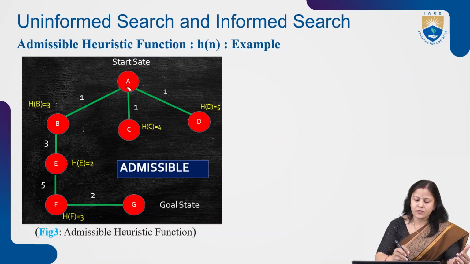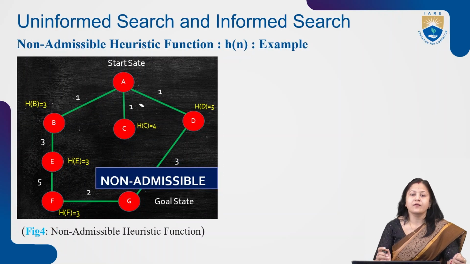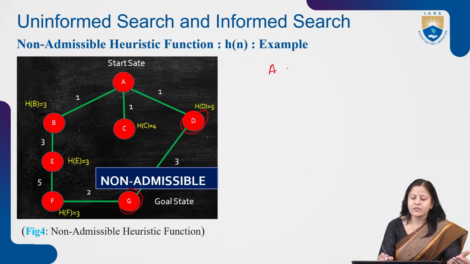Now in this diagram, if I draw a connectivity line from the node D to the node G, just to show how the heuristic value is not admissible. Suppose my start node is A and the goal node is G, and I want to traverse from A to G through D. Now the heuristic value of D is given as 5.